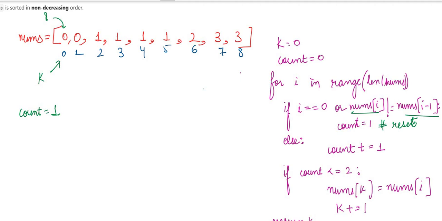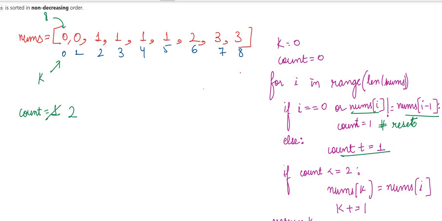Then what we are going to do is we will compare nums[i] with nums[i-1]. Is it not equal? No, it is not. So if nums[i] is equal to nums[i-1], that means the next element is the same element. We are incrementing the count. So count will become 2.